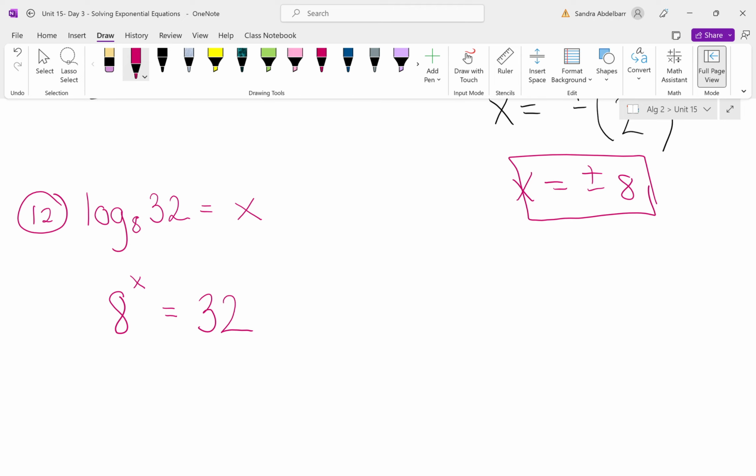All right, I'm going to change these both into a base of 2, right? So we're 2 to the 3rd raised to the x equals 2 to the 5th. 4, 8, 16, 32. Oh, it's 5. 5, yeah.